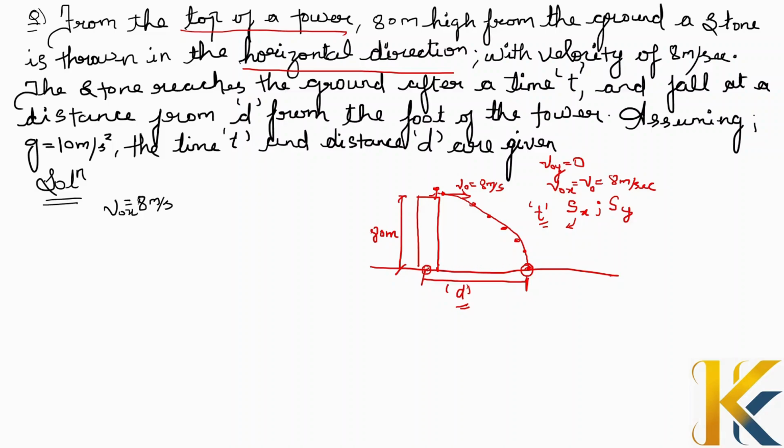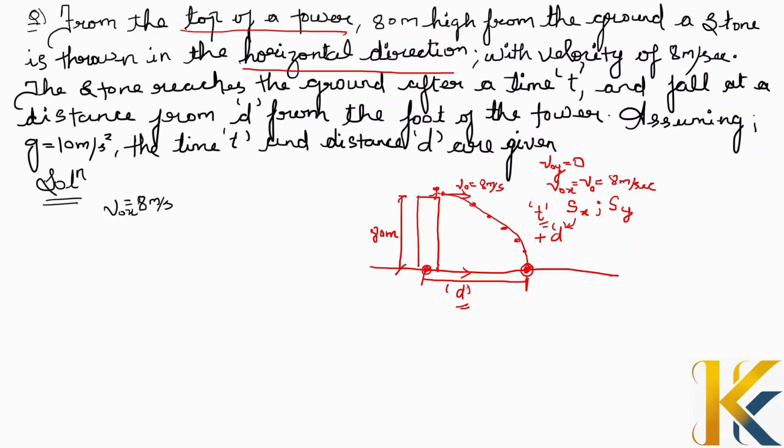The initial position in x direction is the foot of the tower, that is here. I am talking about x direction. The initial position in x direction is the foot of the tower, and the final position is this in x direction. So what is the displacement now? The distance between them is d. And you have to look at the direction also. Which direction? Positive x direction. So it will be plus d.